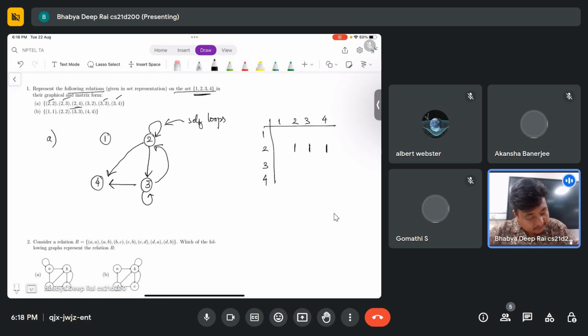3 is related to 2, so here I put a 1. And 3 is related to 3, here I put a 1. Then finally 3 is related to 4, I put a 1. And the remaining places I put zeros. So this is the matrix form.